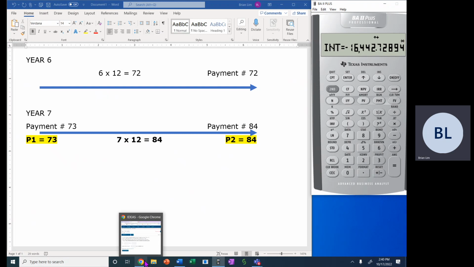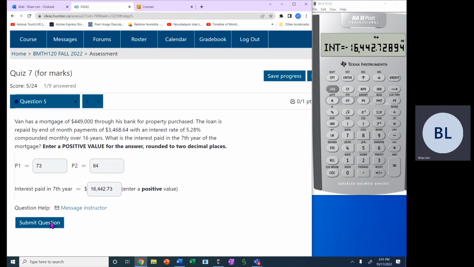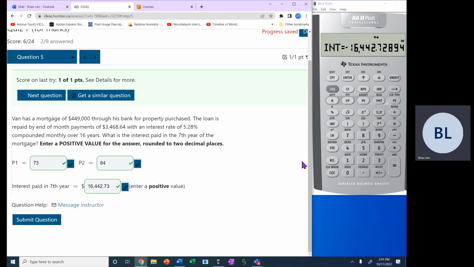And now we want to see how much interest was paid. Let's see what the question was asking us for. So P1 would be 73 and P2 is 84. And down here, we put in that number we see up there, 16,442.73. It says enter a positive value, so ignore that negative sign right there. And hopefully this is indeed correct, and we will submit the question, and it is correct.